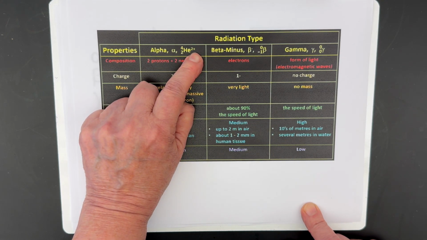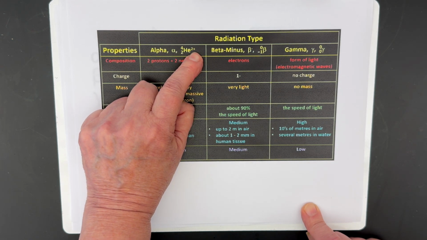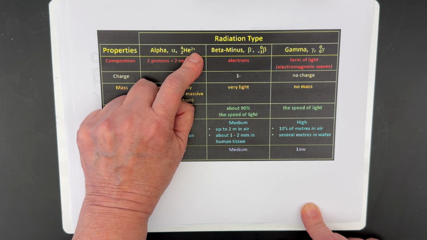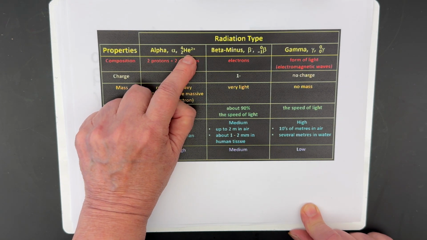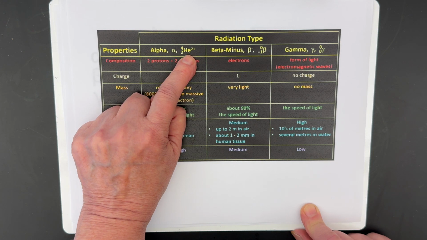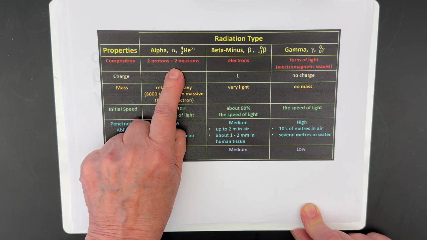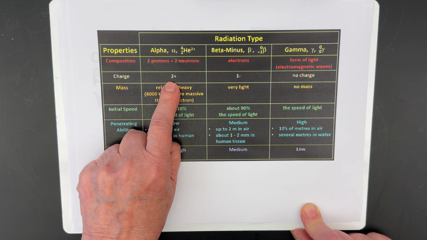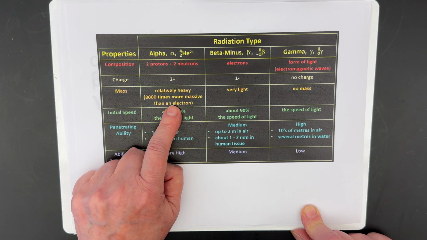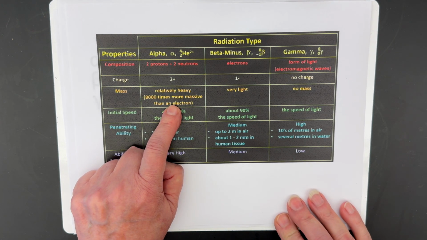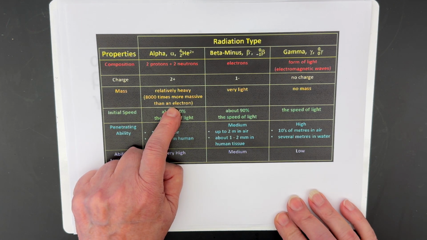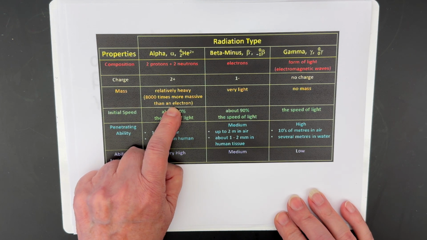It has a positive 2 charge like an ion because remember, there's no electrons associated with this. It came out of the nucleus and it's just shooting super fast, and electrons don't attach to that. So it's just like a helium nucleus with a +2 charge. 2 protons, 2 neutrons, charge is positive 2. Relatively heavy compared to our other types of radiation. 8,000 times more massive than our beta, which is just an electron.